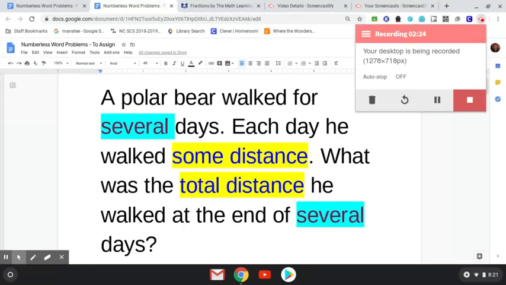So today's assignment has you solving this problem. I'll read the numberless word problem for you, but then you'll solve it with the numbers filled in for you. It says a polar bear walked for several days. Each day he walked some distance. What was the total distance he walked at the end of several days? So same thing that we just did, guys. You're going to plug those numbers in and solve that problem. You have the same word problem twice, but the numbers are different. Okay, so I hope that you enjoyed this lesson, and I know that you'll do great with today's math.